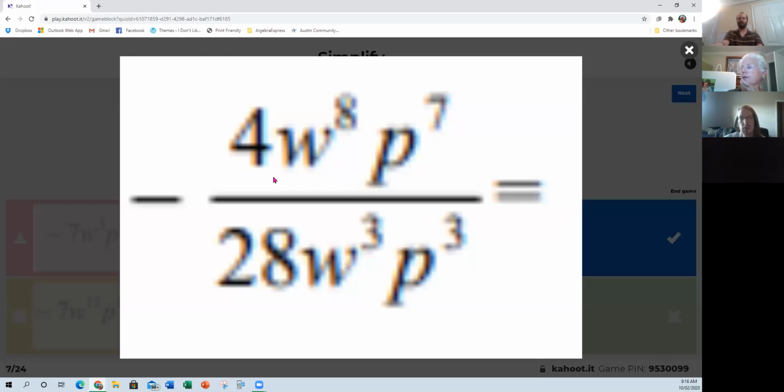Okay, so let's look at this one. We've got the 4 and the 28. The negative just stays there, doesn't move. This whole thing is just going to stay negative. And 4 goes into 4 one time and into 28 7 times. So you have 1 over 7. The 1 you don't have to write if you don't want to. And then we just subtract the exponents. So 8 minus 3 is 5, and 7 minus 3 is 4. So we're going to have w to the 5th, p to the 4th over that 7, and it stays negative.